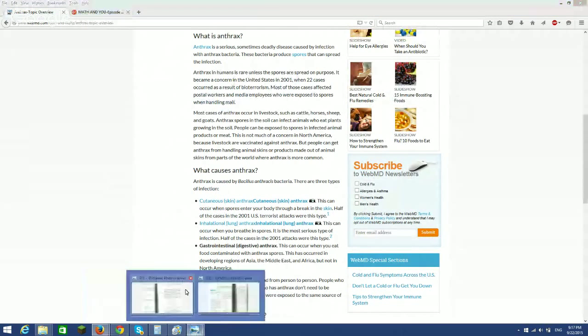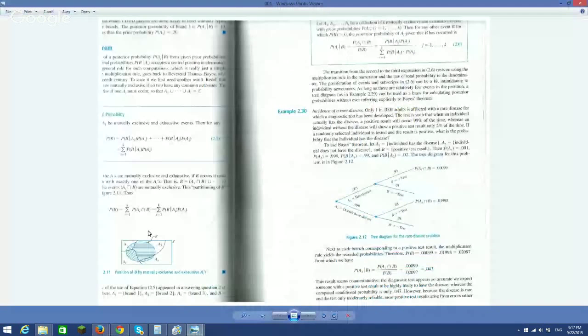It's called Bayes' theorem. This is pulled straight out of the book Probability and Statistics for Scientists and Engineers by J.L. Devore. This is how to use Bayes' theorem to tell if you actually have an infectious disease. The way that you tell is not based on the accuracy of the test, but on the likelihood of the disease being prevalent in the population. So take, for example, incidence of a rare disease. Only 1 in 1,000 adults is afflicted with a rare disease for which a diagnostic test has been developed.